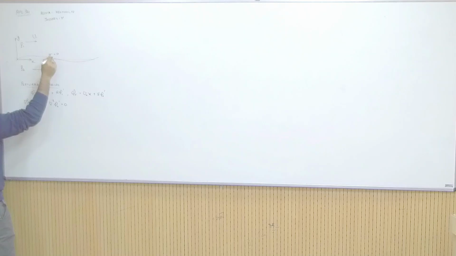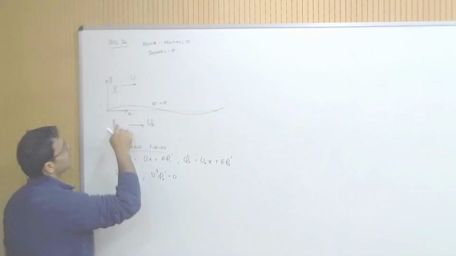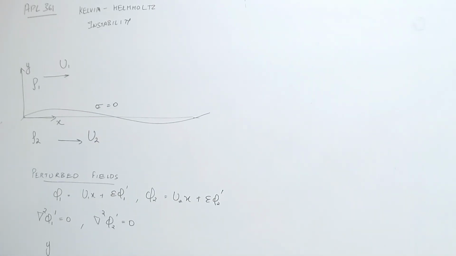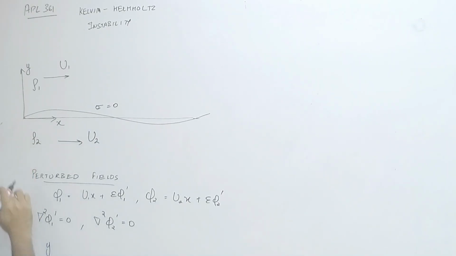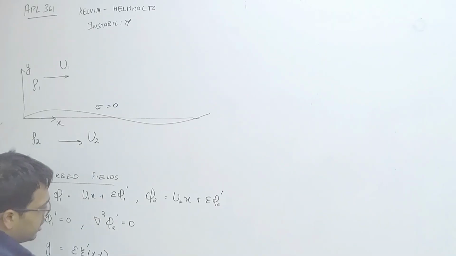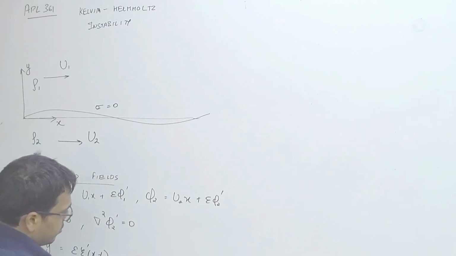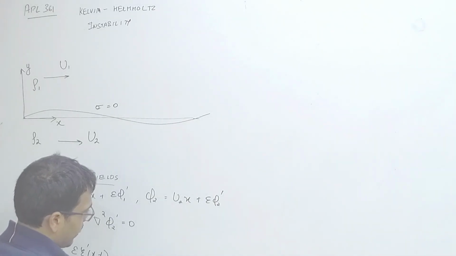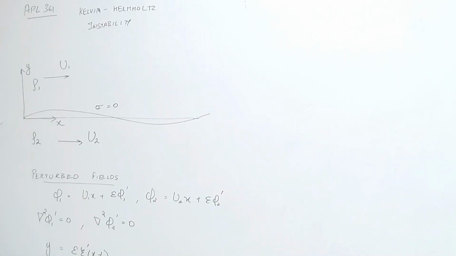And then we were writing that y, had we taken y or z in the vertical? Y only. So we were looking at 2D problem only, right? So y equals epsilon c prime x comma t. This is our perturbed interface. Okay. And then our governing equations.